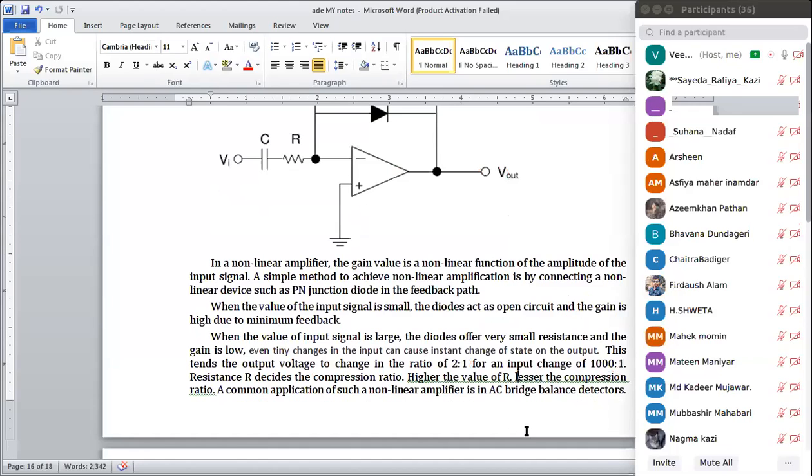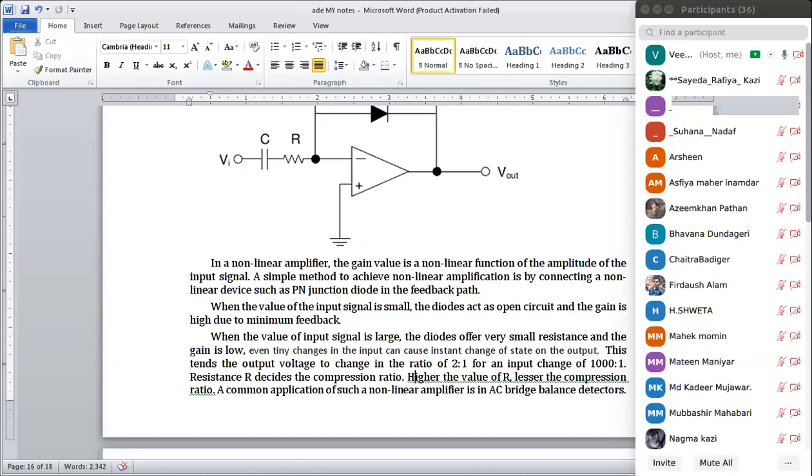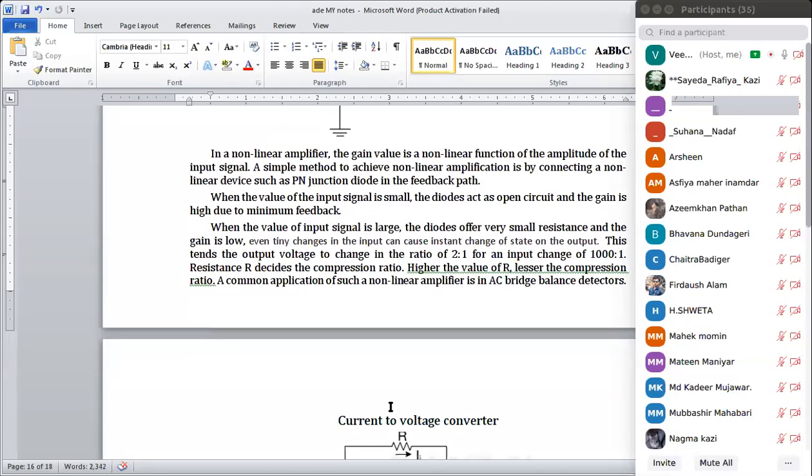Okay, so the resistance R decides the compression ratio here. That is the rate of change between the output and the input, that is being decided by the resistance. So the higher the value of R, the lesser the compression we will get, and the lesser the value of R, the higher the compression we will get. Okay, so a common application of this nonlinear amplifier is in the AC bridge balance detectors that I have told you.